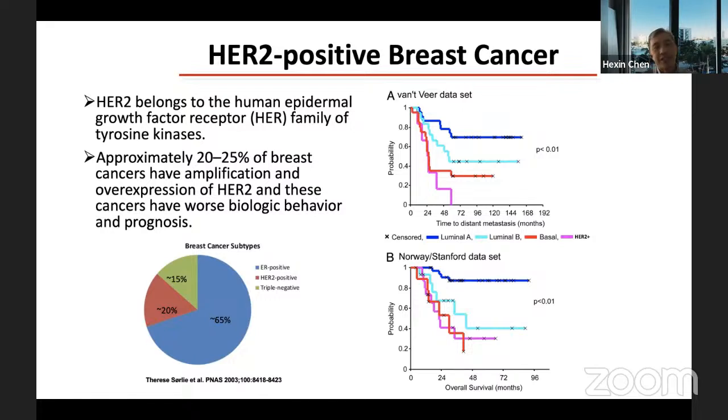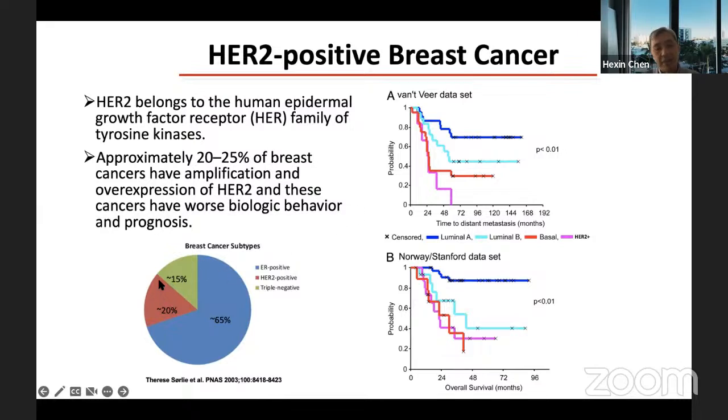So HER2 is an oncogene belonging to the human epidermal growth factor receptor family. It's overexpressed in 20 to 25% of breast cancers. Breast cancer can generally be divided, based on cell markers, into three major groups. The ER-positive is hormone-positive breast cancer, sometimes called Luminal A or Luminal B. And then there's HER2-positive breast cancer, with HER2 overexpression. Another one is the triple negative: ER negative, PR negative, and HER2 negative, sometimes called the basal type of breast cancer.